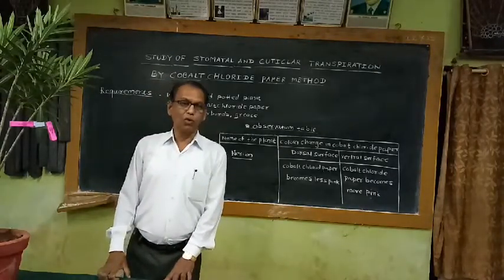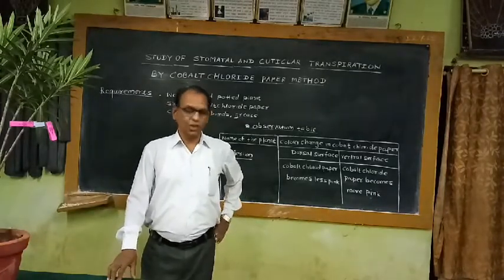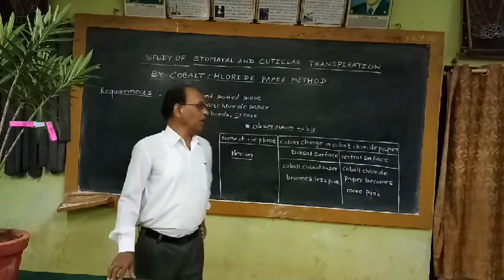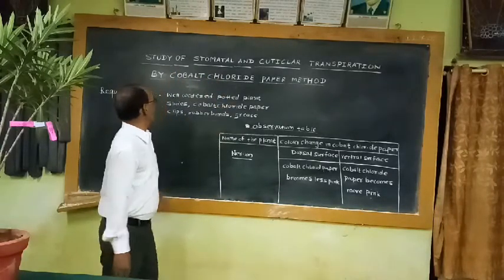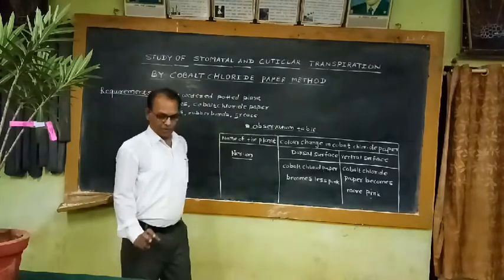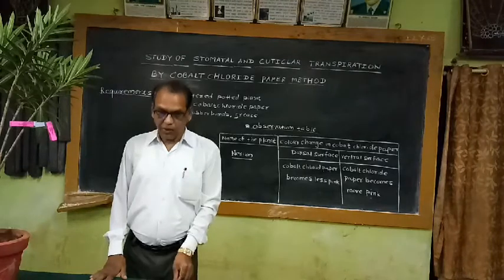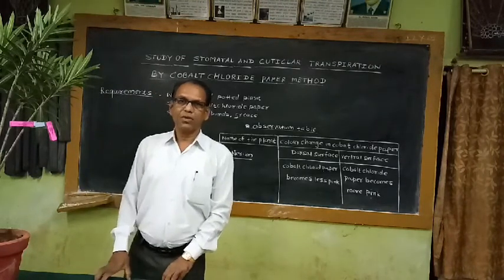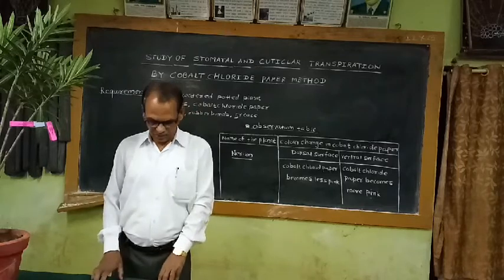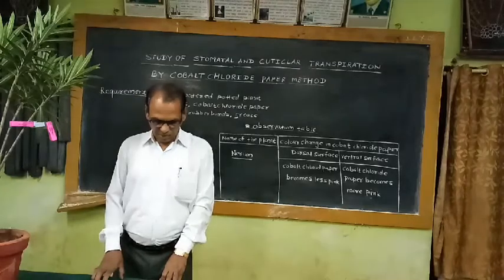So today I am going to demonstrate the next practical from physiology. The name of today's practical is Study of Stomatal and Cuticular Transpiration by Cobalt Chloride Paper. Theoretically we know transpiration is a very important physiological process which is observed in plants.